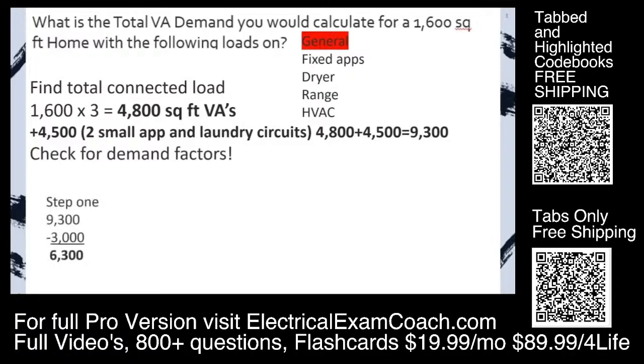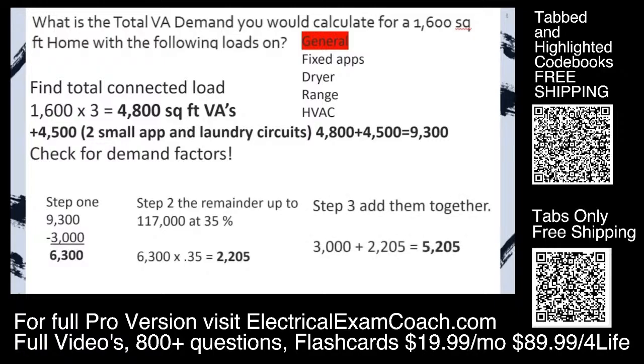Step 1, we're going to take the first 3,000 at 100%. We're going to take that remainder at 35%. Then we take the 2 and total them back together. And we're going to put that over here on the right-hand side. Every time I want you to write it out just like this, add in each load, total them up, and you'll be on your way to doing the whole house.